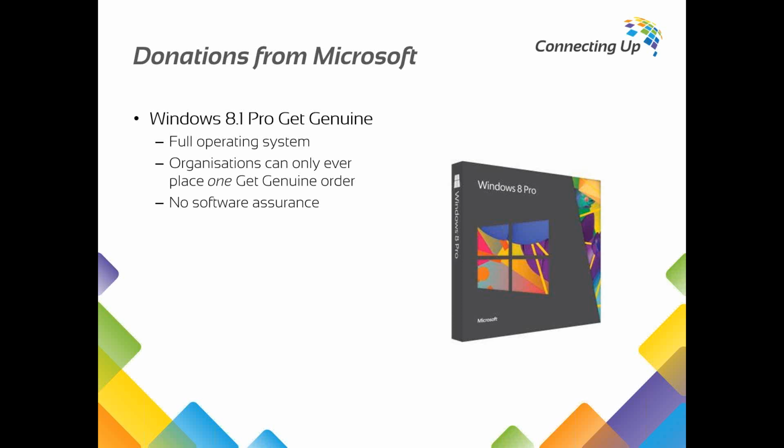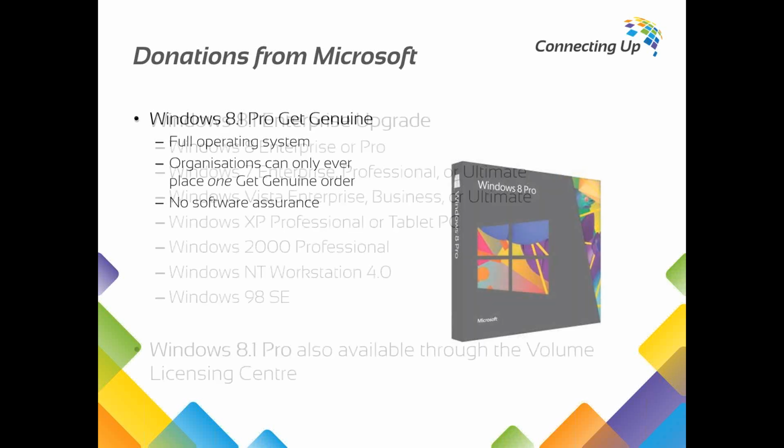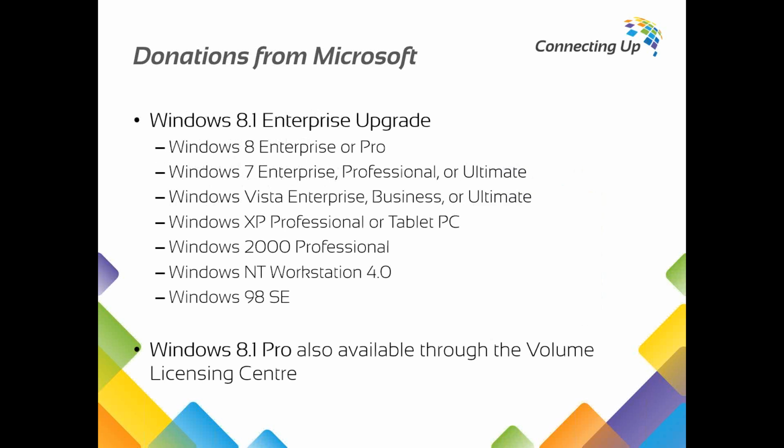Now this is handy if you're using, say, again, Home Edition, or if you're not sure if it's a legitimate version of Windows on your computers, and for some reason it won't let you upgrade, then that's what Get Genuine is here for. But remember, there are those restrictions around Get Genuine, so be very conscious of that when you place your order for Get Genuine software. Also, it doesn't include software assurance, so for the Enterprise version you get software assurance, which means you get free upgrades for future versions within, I think, a 2-year period.